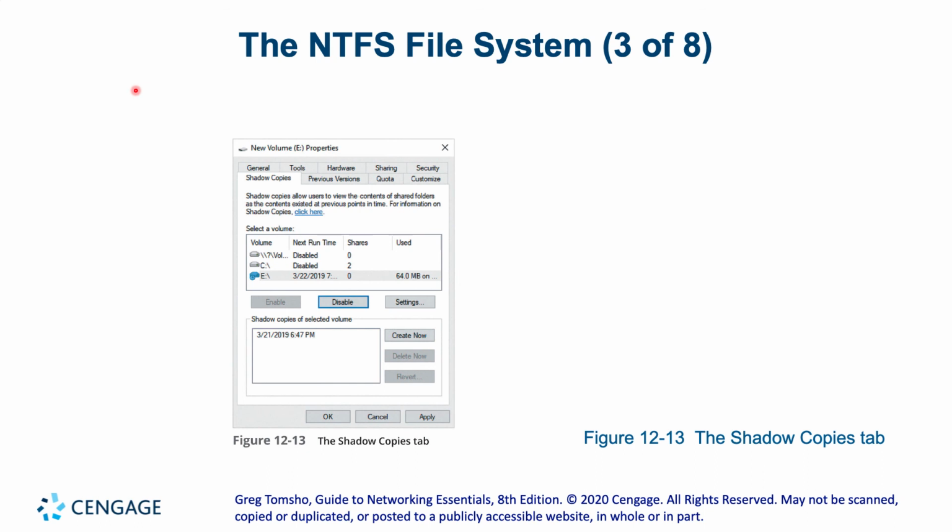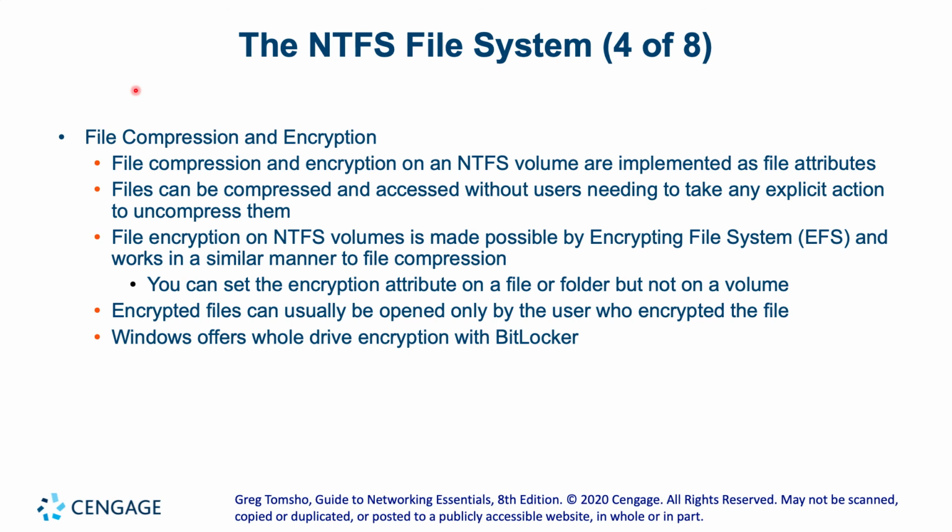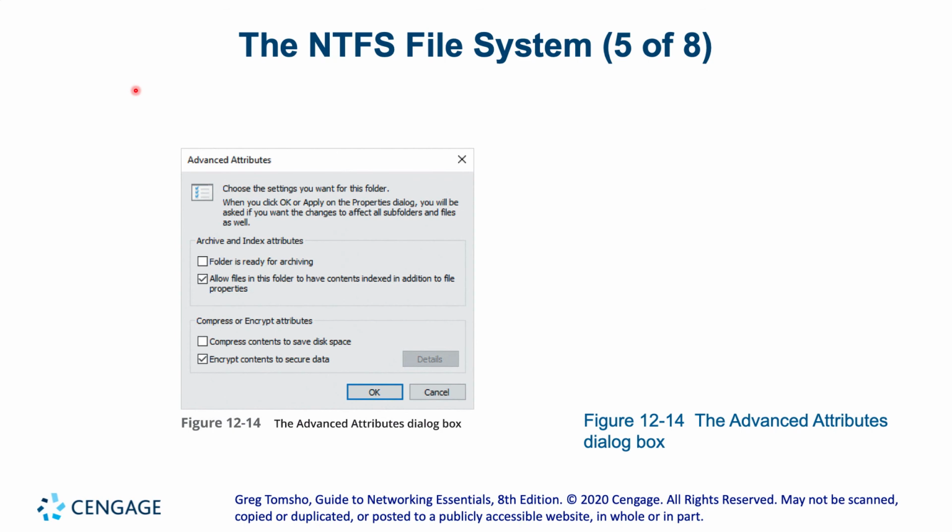This is shadow copies. This allows me to set up a volume so that it makes copies of versions of files. You turn that on. File compression and encryption are a feature of the NTFS file system, and we check boxes to turn it on, turn it off. So this is the attributes dialog of a file.